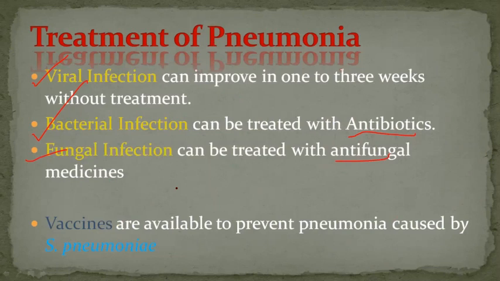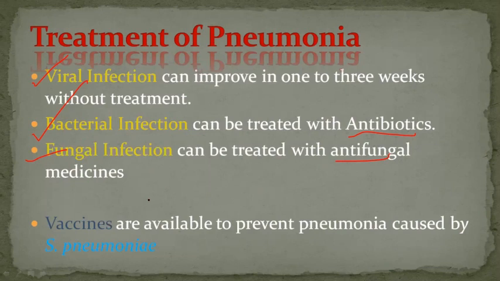So how can we identify which type of problem it is? Definitely there are x-rays, and there are laboratory tests of phlegm and blood as well. Lots of tests are there by which we can identify which type of pneumonia this is.